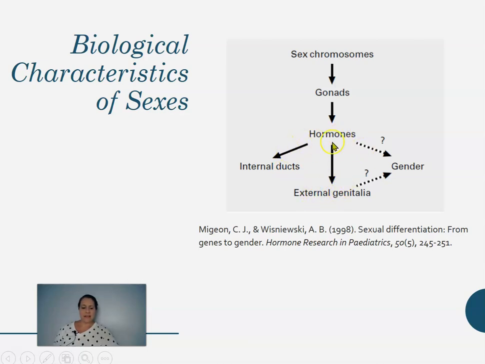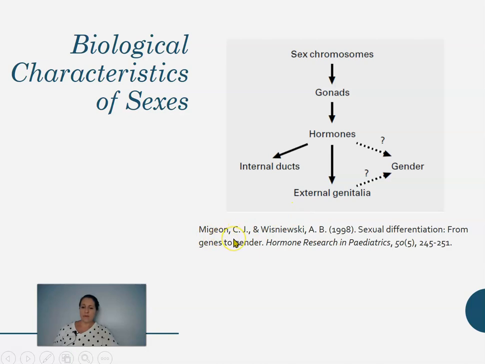Hormones and genitalia and experience likely have some influence on gender identity, though we know that that is not necessarily always going to be congruent with the sex chromosomes that a human or any animal really starts with. So we're really focusing not on the gender aspect of it, but on the biological aspect of it.